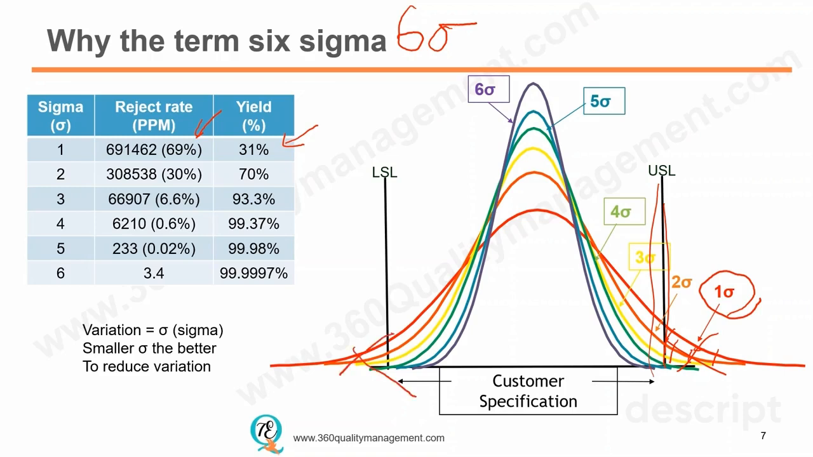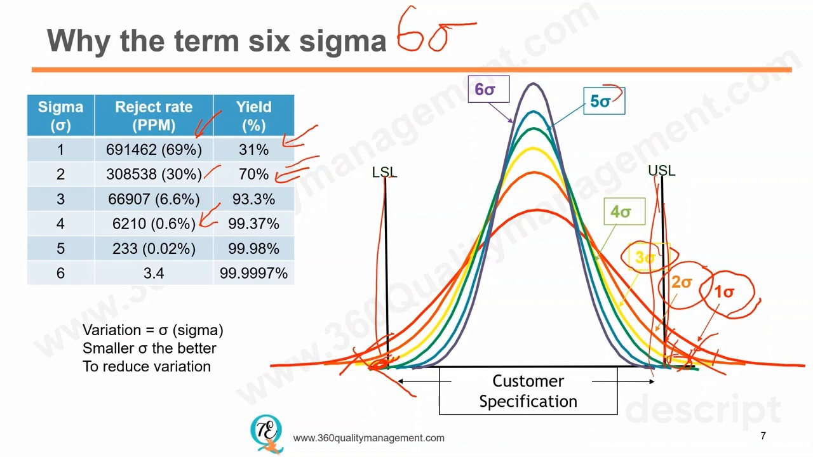And in 2 sigma, you will have a process with a reject rate of 30%, 70% yield. That means you have 70% good parts, which are within the specs. And then in 3 sigma, which is the yellow line here, we will have 93.3% yield and only 6.7% of yield loss. There will be fewer parts that will be outside of the specifications.